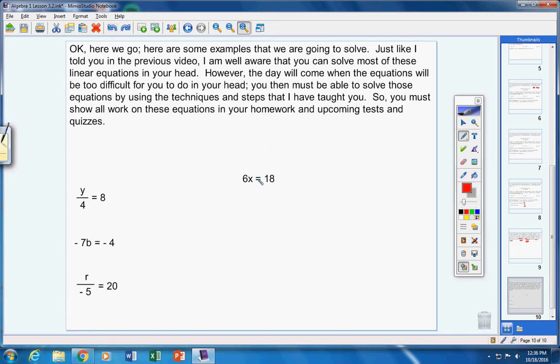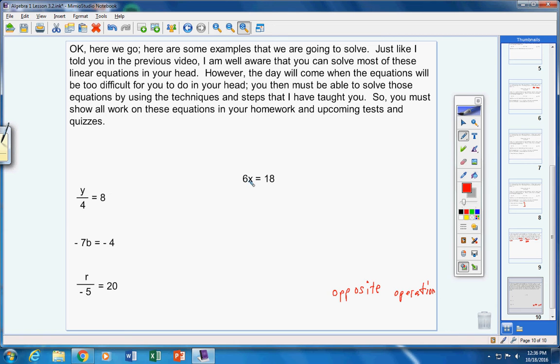On to step 2. Isolate the variable, or in other words, get the variable. In this case, it's x. Over here, your variable's y. Here it's b. Here it's r. Isolate the x, or get x all by itself. So here's what you do. You can't just bring the 6 over, because that's part of a term. You can't just split a term up, okay? So we use something called opposite operation. If you want to write that down. Opposite operation, okay? And here's what I mean.